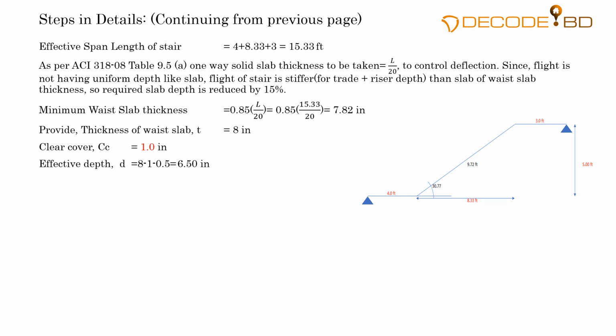Here 1 is the clear cover and 0.5 is the total rebar depth, coming from the summation of the rebar diameter of the main rebar plus the rebar diameter of the transverse rebar. So from this it is coming 6.5 inch. Loading: floor finish dead load 30 psf, live load 100 psf.